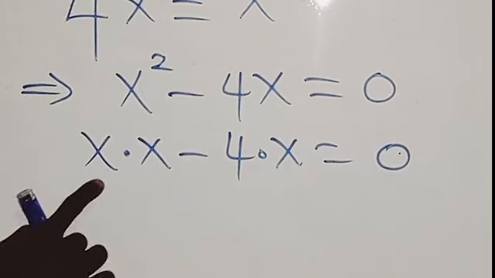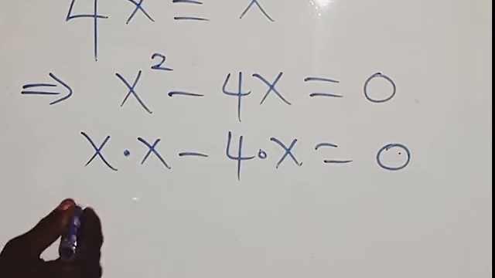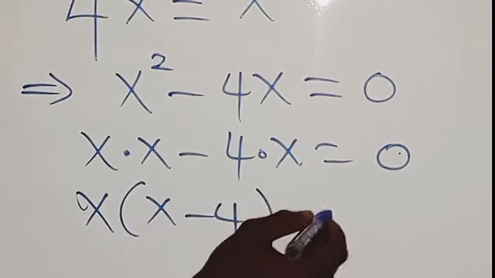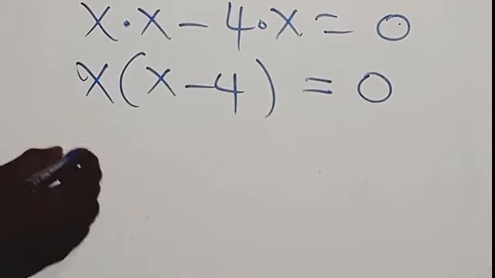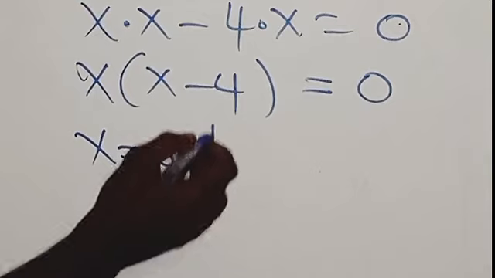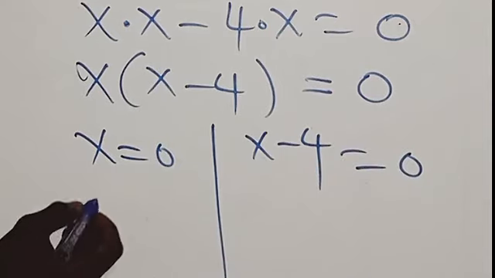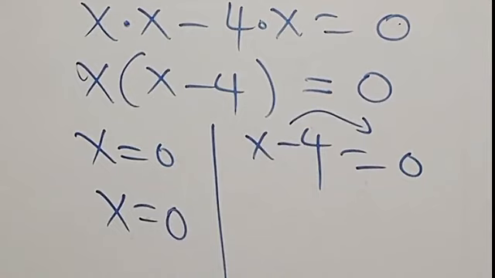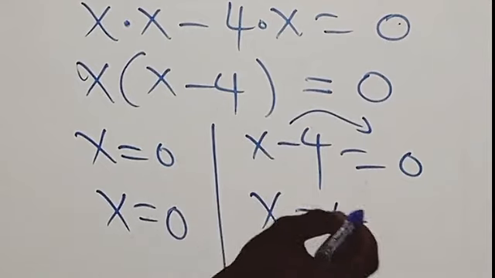So now from here you can see x is common, so we try to factorize x out. x into bracket x minus 4 equals 0. So now this is a zero-form equation. This is either x equals 0 or x minus 4 equals 0. So here x equals 0, and transposing minus 4 to the other side, we have x to be positive 4. So we have x1 and x2.